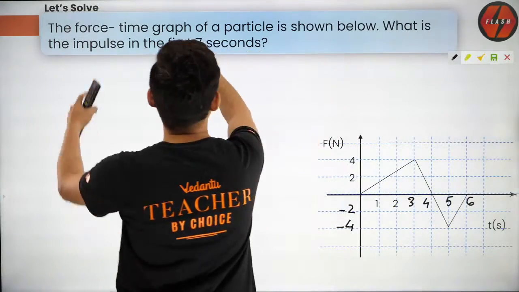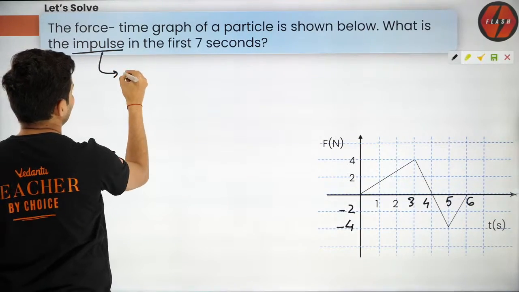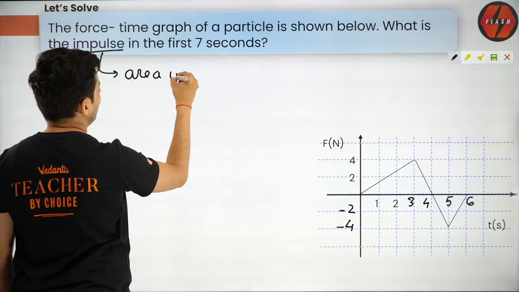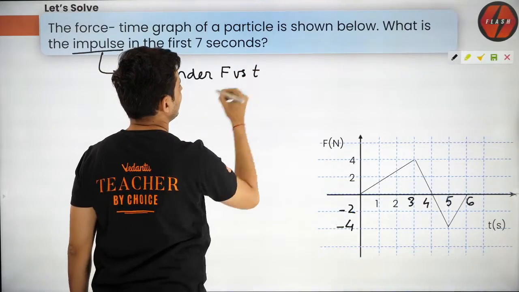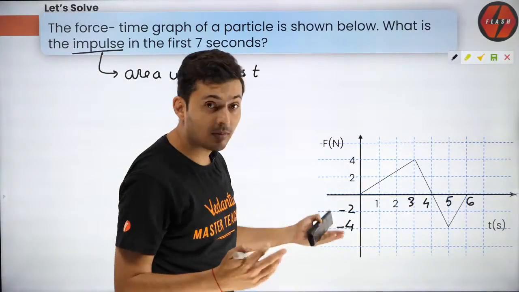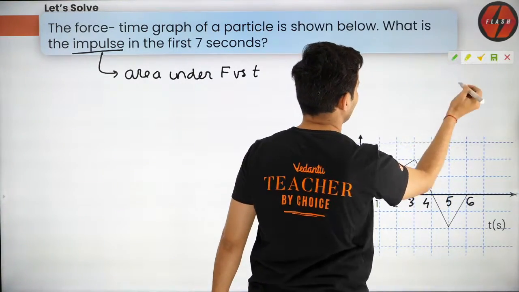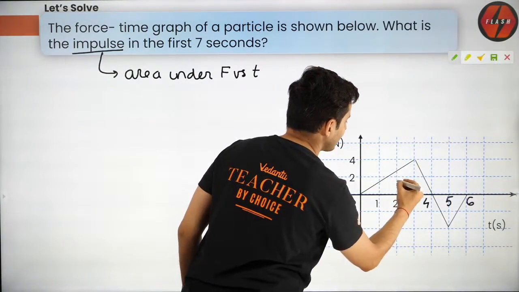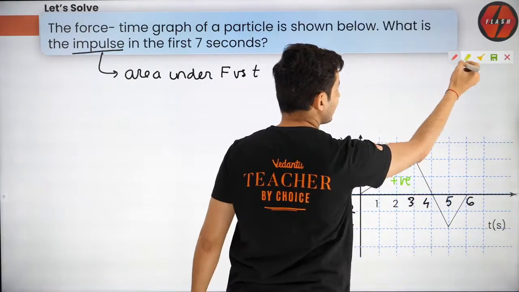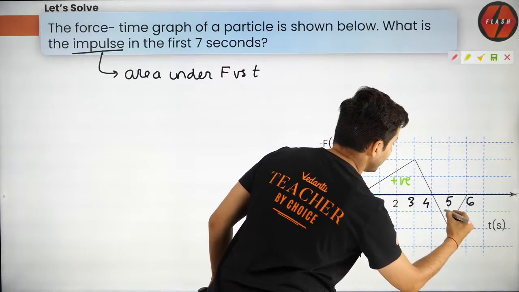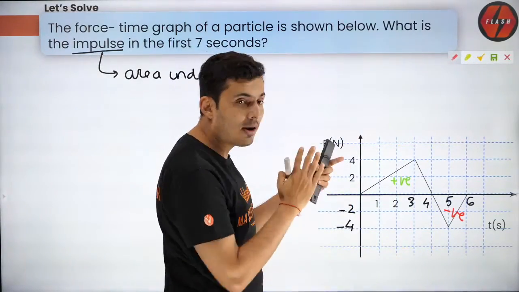So guys, force time graph is given. What is the impulse? Now what is impulse? Impulse is nothing but area under the force versus time graph. So this is a force versus time graph, so we are good to go, but be careful. Understand, this area is positive because it is on the top, whereas this area over here is negative. Be careful. So when you add the areas, you have to account for the signs.